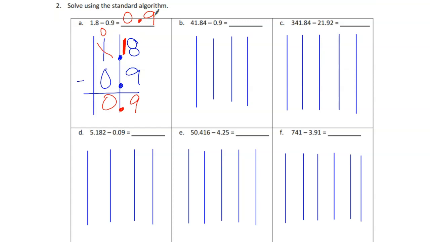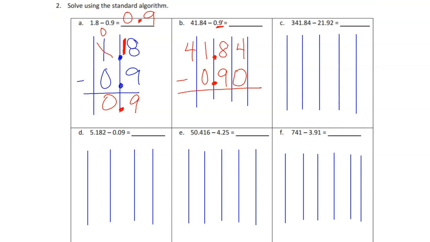Alright, let's take a look at B here. So we have 41 and 84 hundredths. That 4 is in the hundredths place, so I say 84 hundredths. Then I have 0 ones and 9 tenths. Now, obviously we can see here I need a placeholder. I need my 0 for my placeholder, so I'm going to put that in. Now if you notice, my 9 tenths turned into 90 hundredths. It's the same thing. It's just a difference of having 9 dimes if we're talking about money, or 90 pennies. It's still the same amount.